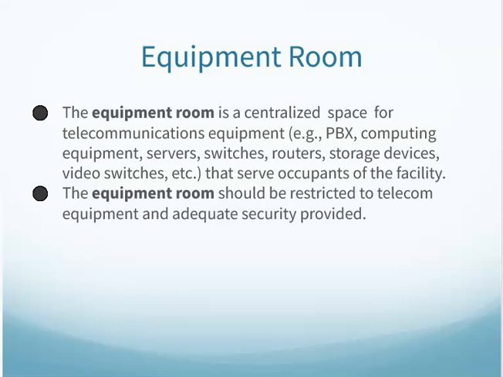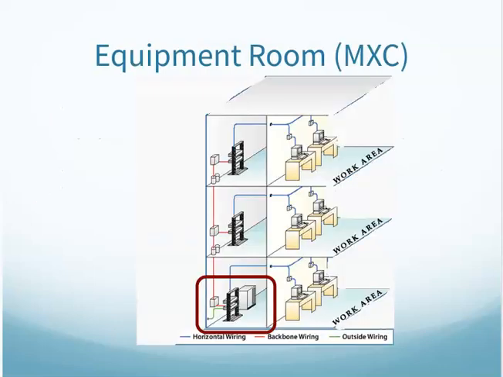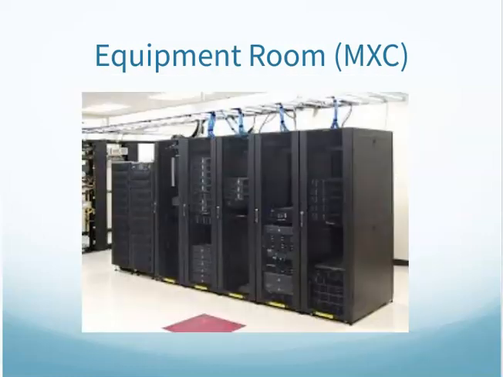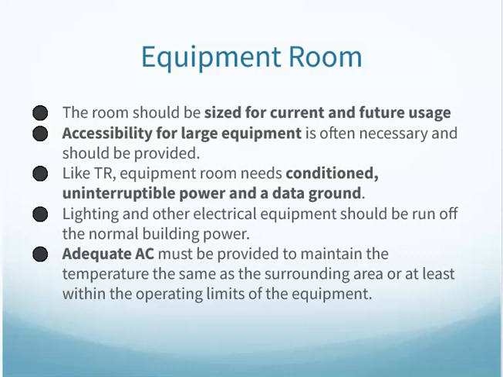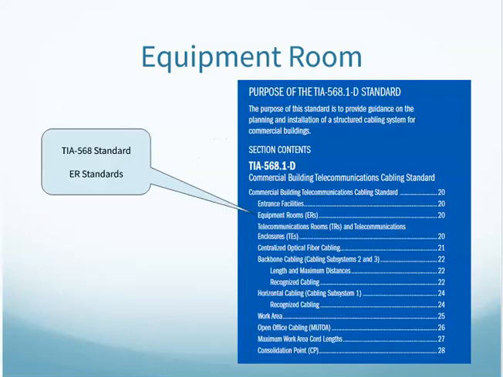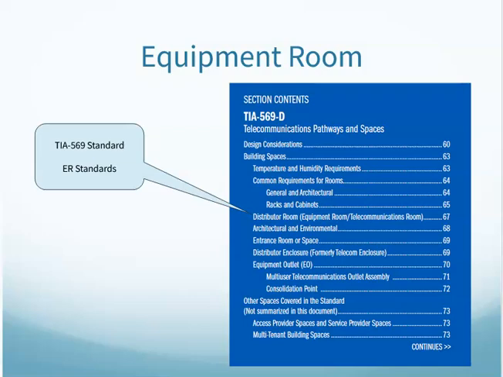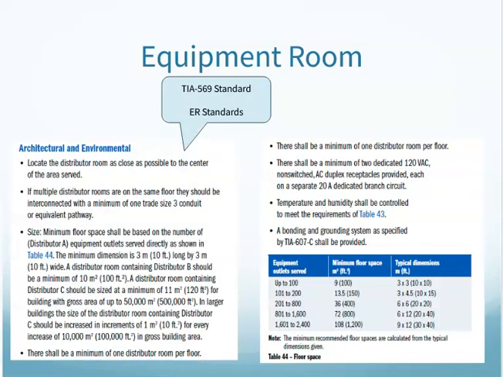The main equipment room in the building, this is the one where you probably have your entrance facilities, servers, those kind of things. These also have requirements as well. And they're going to be similar to what we just got done looking at. These need to be sized large enough, accessibility for equipment, conditioned power, lighting, adequate air conditioning, etc. And again, 568 standard has guidelines. 568 standard, this is the requirements or recommendations for the room. 569 has the same set of standards, layout of the room, as well as requirements for power, air conditioning, etc. in that equipment room.